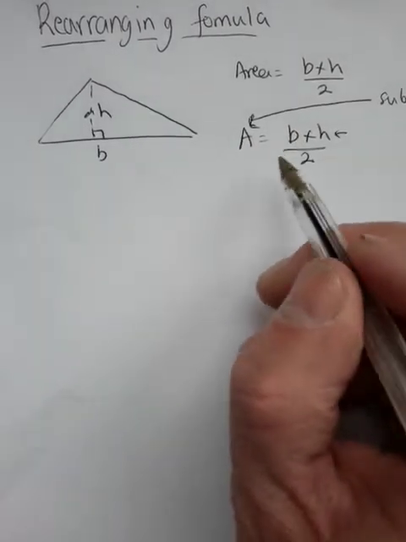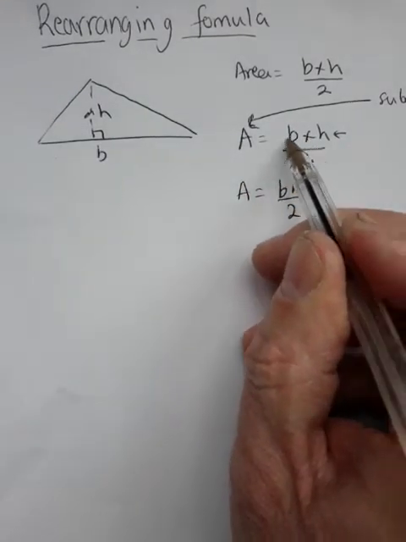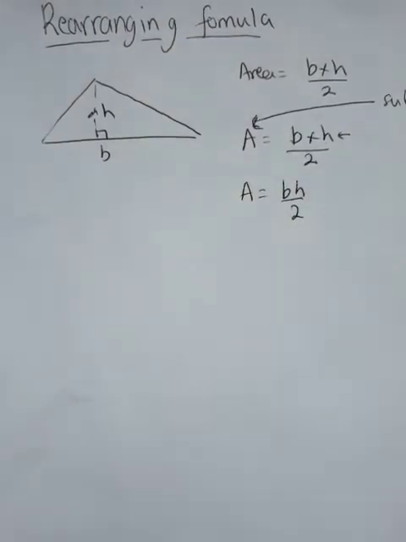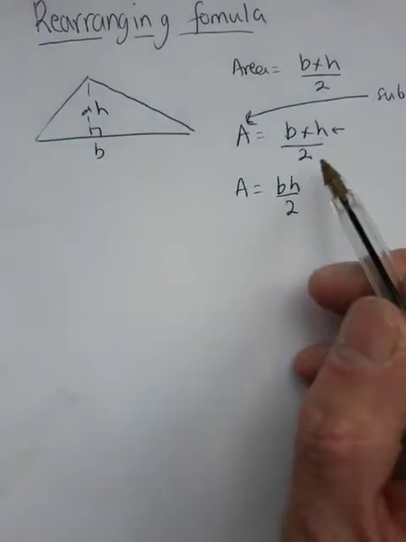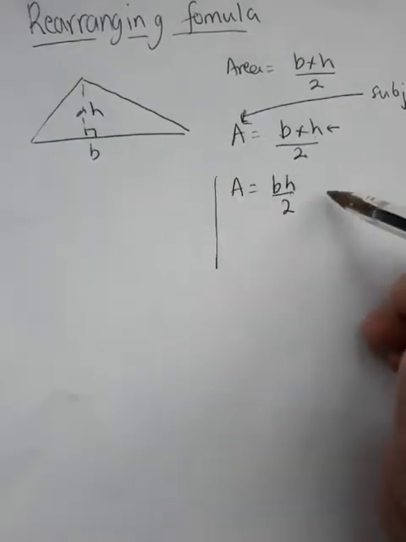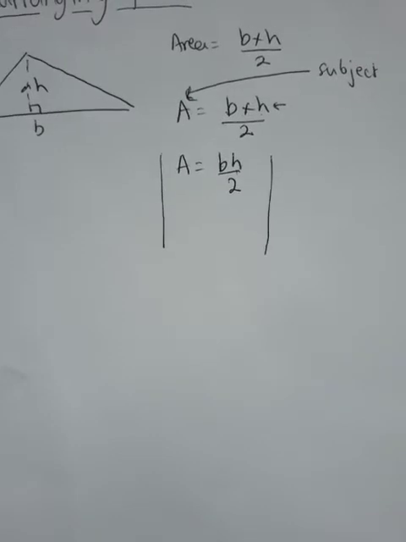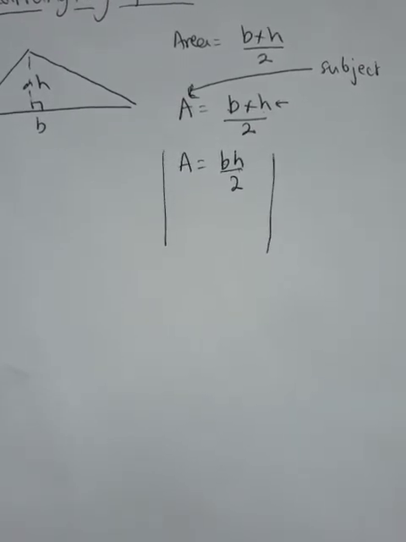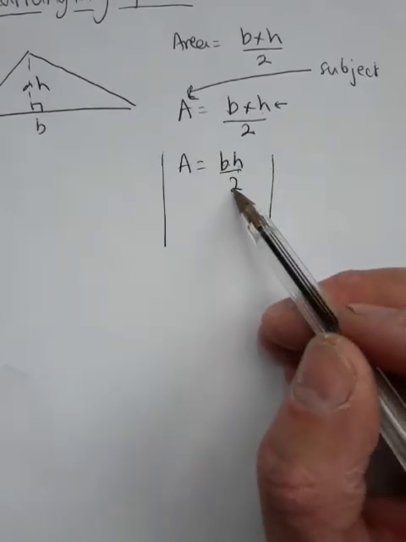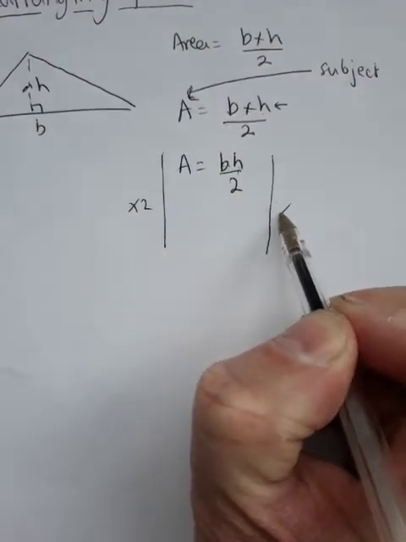Now if you look at this formula, I could write it as A equals BH over 2, because we know that the times sticks the letters together. So if I want to find H, what's stopping H being on its own? Well, the first thing we can see is the divide by 2 and the times by B. So if I put lines down each side now, you remember this from when we've done balance before, I need to get rid of that divide by 2 and that times by B, so I get H on its own. And the first thing I'm going to do is get rid of that divide by 2. We always try and get rid of the denominator first. So I'm going to times both sides by 2.